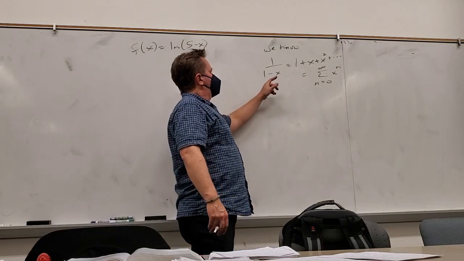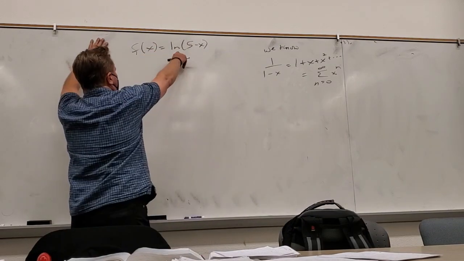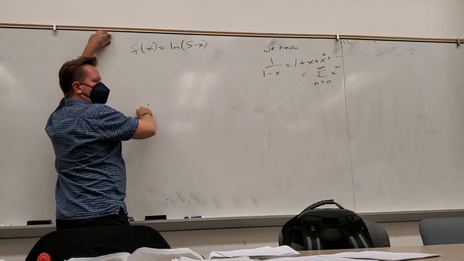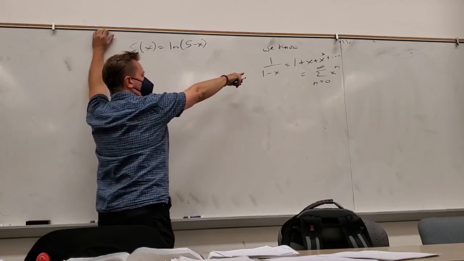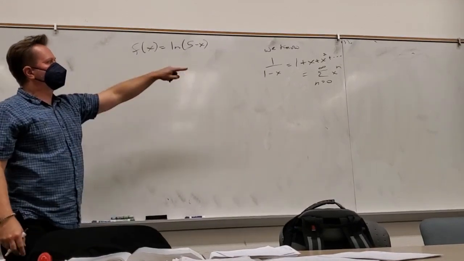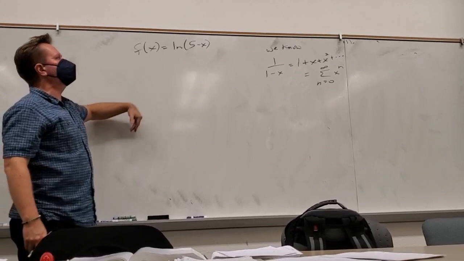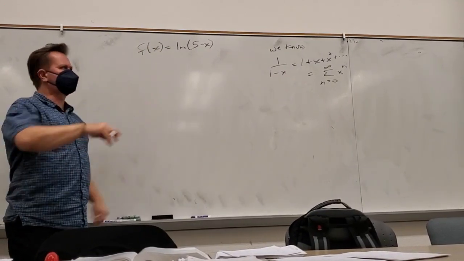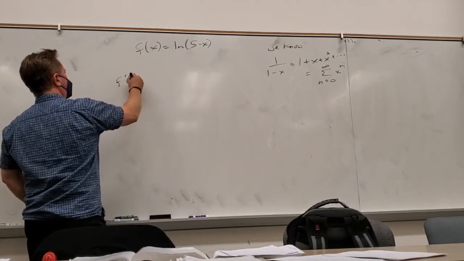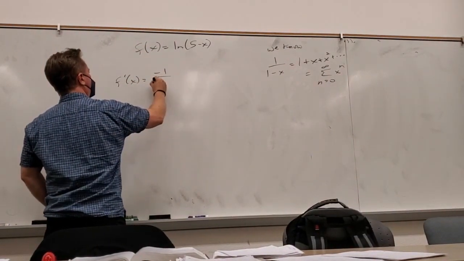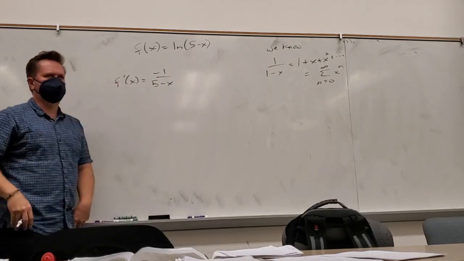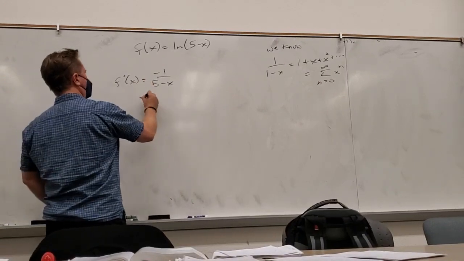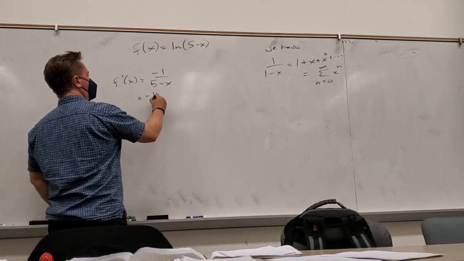So if I take the derivative of this, it tells me what I need to take the integral of. If I take the derivative, it'll be roughly in that form. Then I can make a power series for what that is and integrate it to come back to this. Does that make sense? So what is the derivative of this? Negative 1 over 5 minus x. Yes. And of course, what do you have to do with that? Adjust it. Take out a 1/5. A negative 1/5. Yeah.